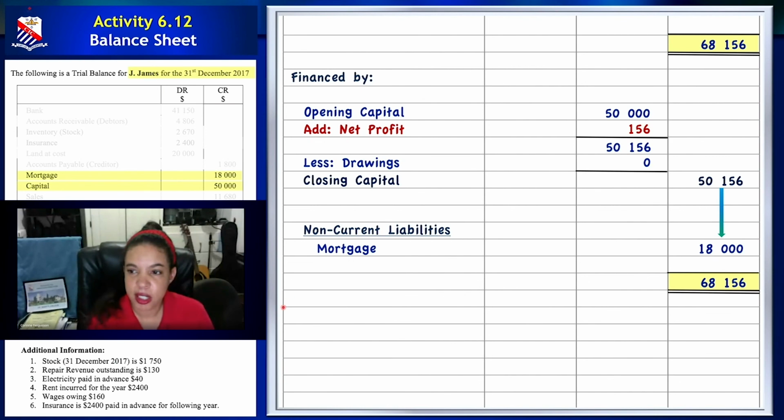Now, if you notice, thankfully, our totals are equal, which is exactly what is supposed to happen. Right? If it doesn't happen, you have to go and recheck. You might have done something wrong. You may have omitted something. But once those totals are equal, that means your balance sheet has balanced and you can celebrate.